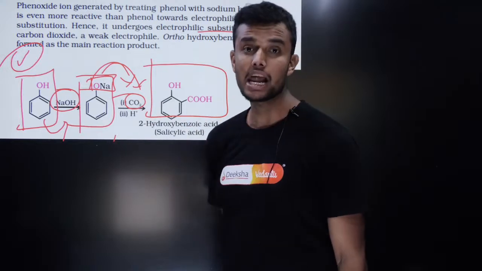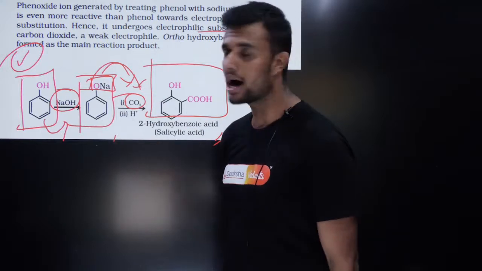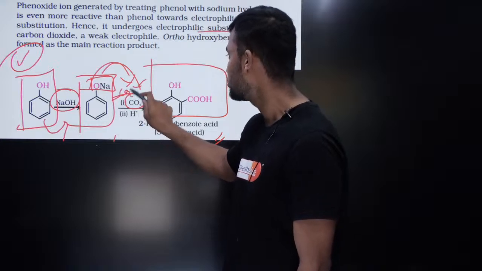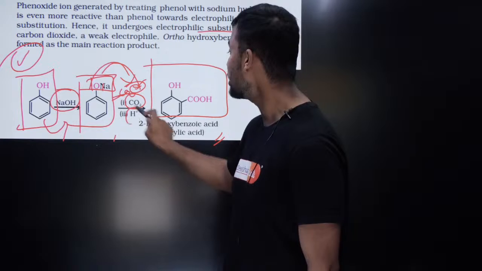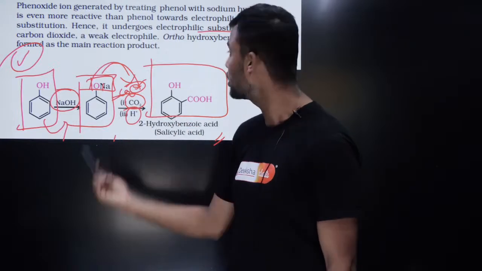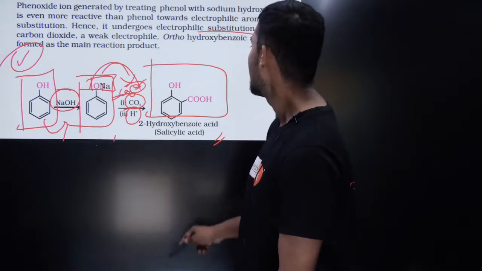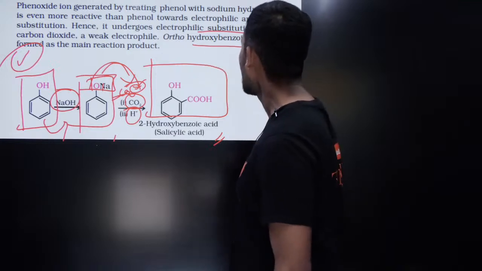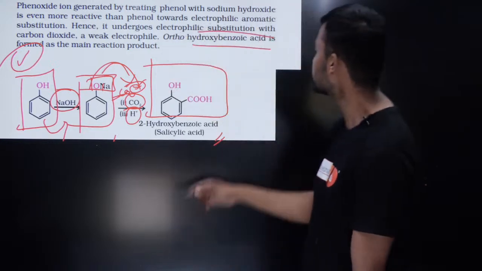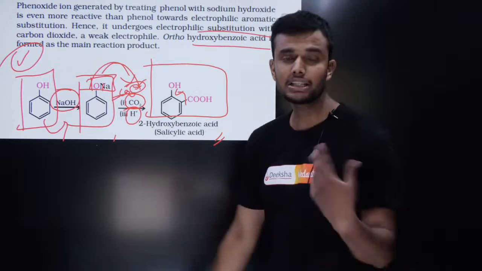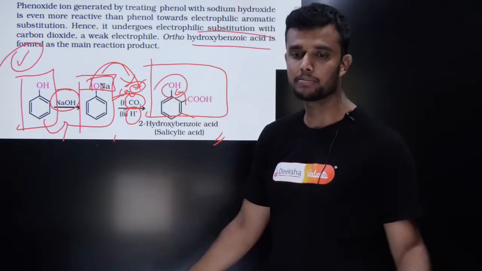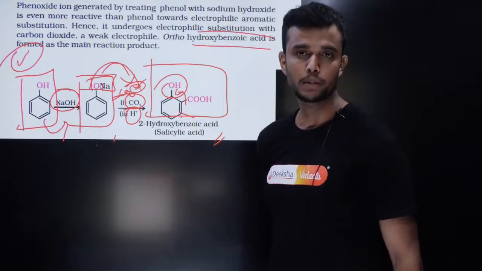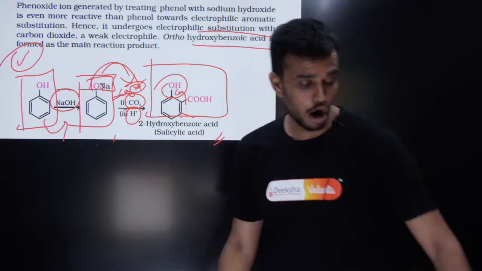CO2 acts as an electrophile. After that, what happens? COO minus and ONa molecule is forming. After that, the same compound undergoes protonation and it forms ortho-hydroxybenzoic acid. Ortho is nothing but next to the functional group, either on this position or on this position. Both are the same, both are ortho positions only. Right, my dear students? This reaction is called Kolbe reaction.